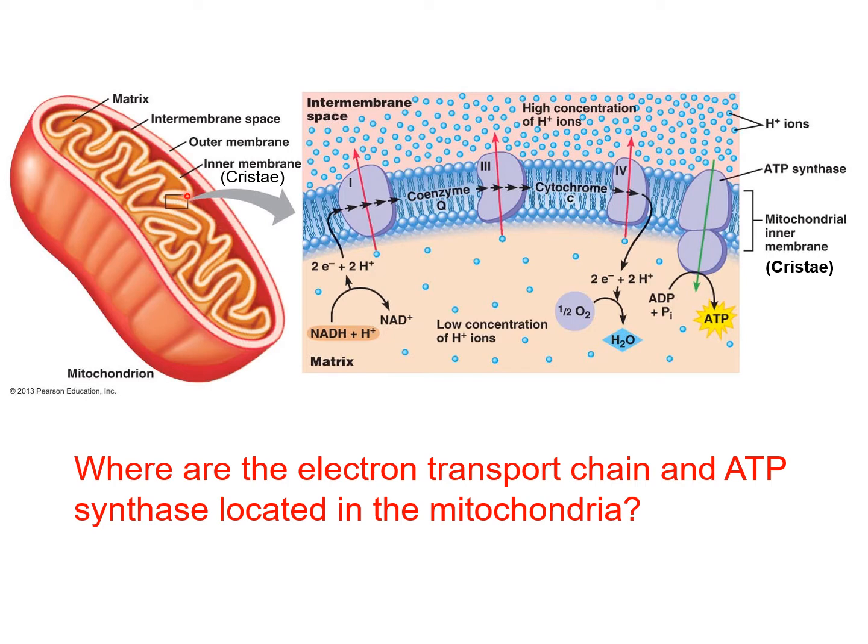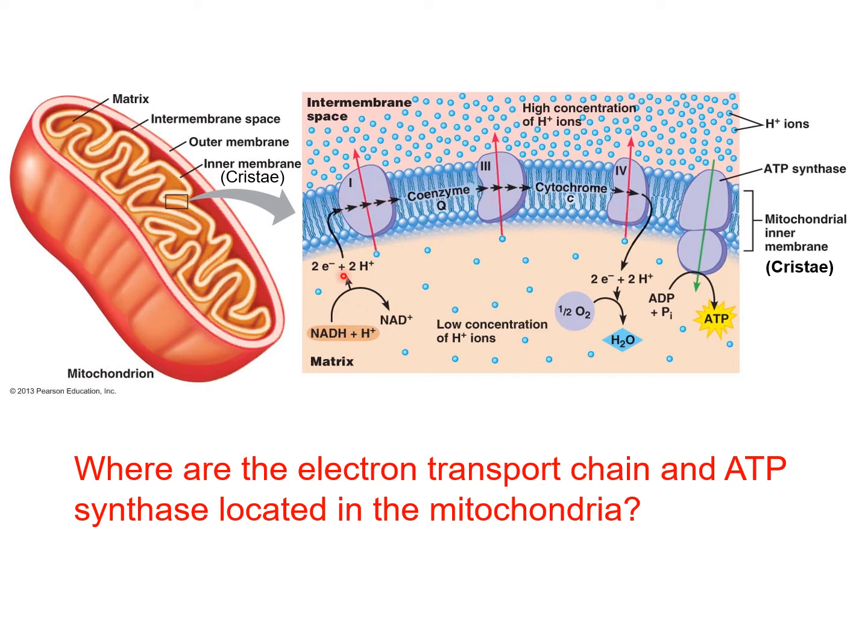Remember, there's a double membrane. There's an outer membrane and then the inner membrane, and the inner membrane is all folded up into these cristae, which increases the surface area. And in this inner membrane of the mitochondria, embedded in there is the electron transport chain.